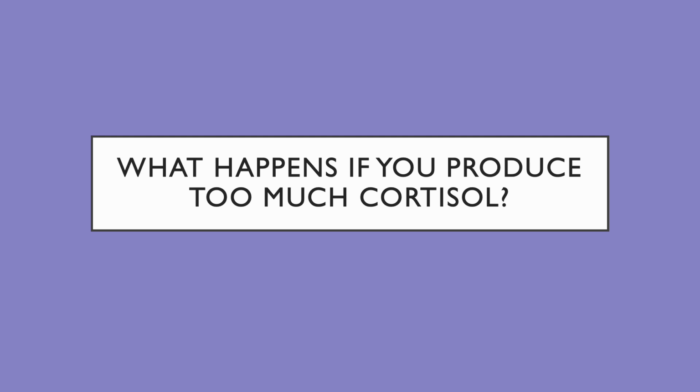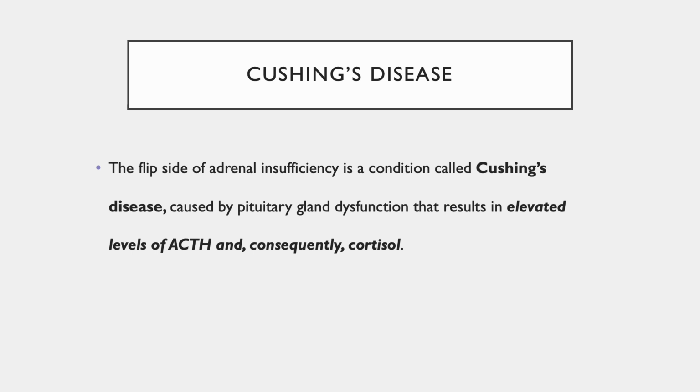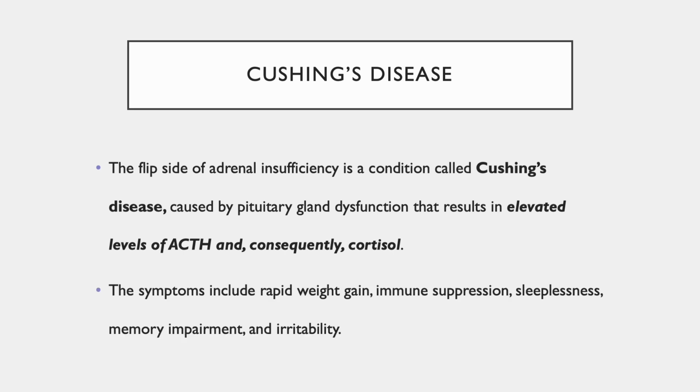What happens if you produce too much cortisol? The flip side of adrenal insufficiency, also known as Addison's disease, is a condition called Cushing's disease. This is caused by pituitary gland dysfunction that results in elevated levels of ACTH. So if you remember, ACTH is released into the bloodstream by the anterior pituitary. And when it reaches the adrenal medulla on the kidneys, it's going to help us produce the steroid cortisol. However, elevated levels of ACTH are going to further increase our levels of cortisol, which can render some serious consequences like rapid weight gain, immune suppression, sleeplessness, memory impairment, and irritability.